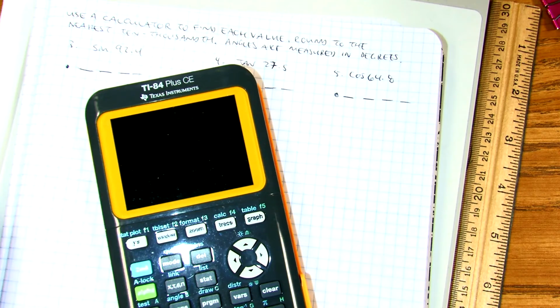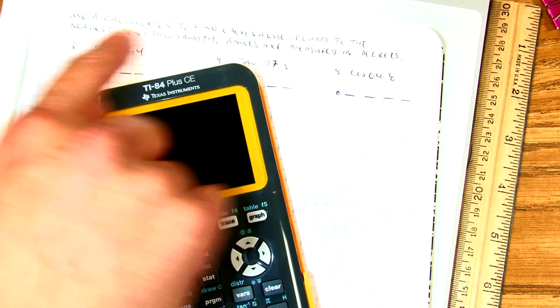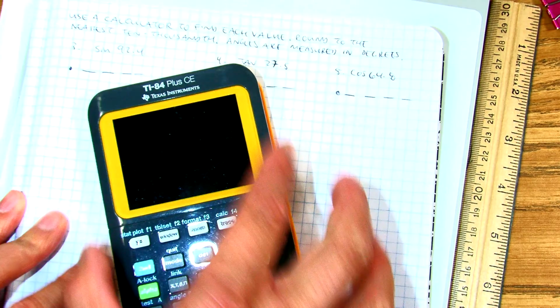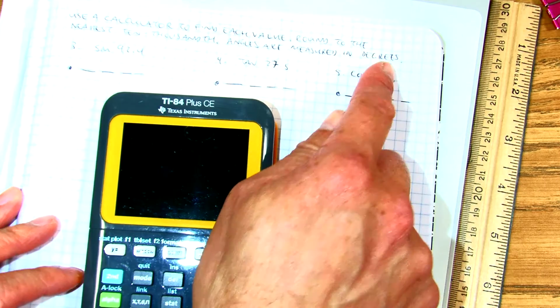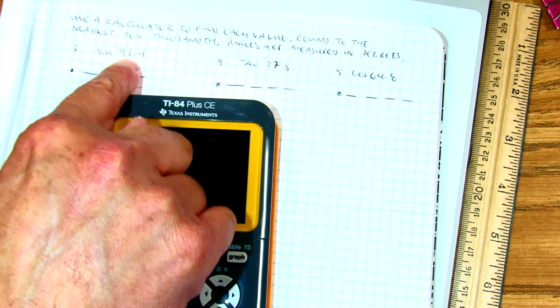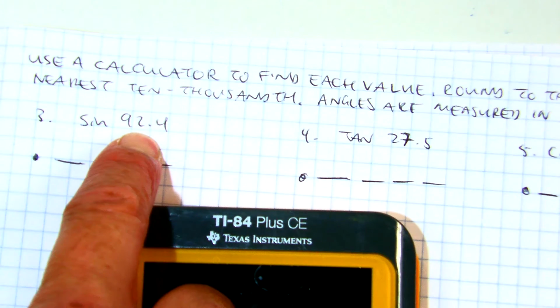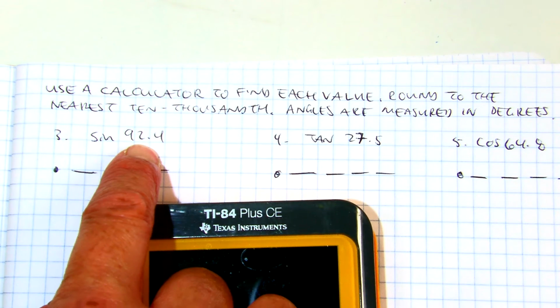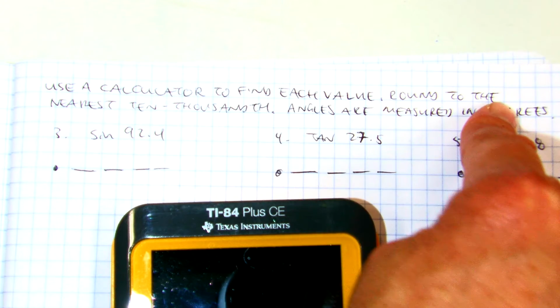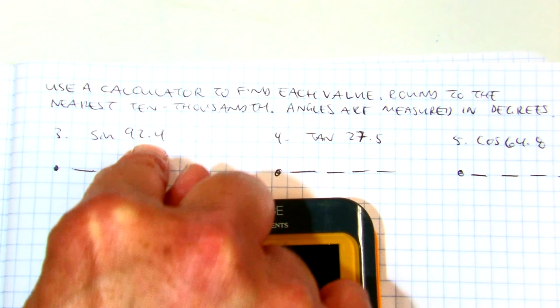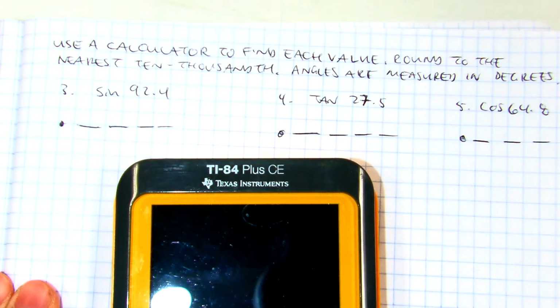Alright, so use the calculator to find each value, round to the nearest 10,000ths. Those are my 4 decimal places. Angles are measured in degrees. So class, that 92.4 is what? Degrees or radians? How do you know it's degrees? Because it tells you, right? What happens if I deleted that line? What would you say then? Radians. Okay, let's turn on our calculators.